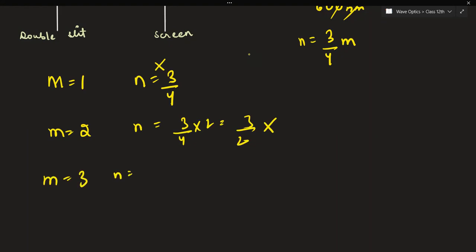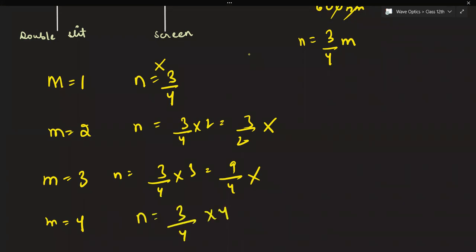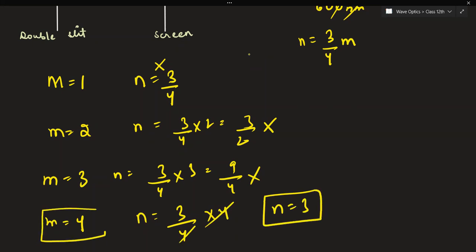M as 3, n is 3 by 4 into 3, so 9 by 4, not possible. M as 4, as you write down, n becomes 3 by 4 into 4, which becomes 3. This is the first value which we got. So it means the fourth bright fringe of wavelength first will coincide with the third fringe of the second wavelength. This is the answer that we were supposed to calculate.